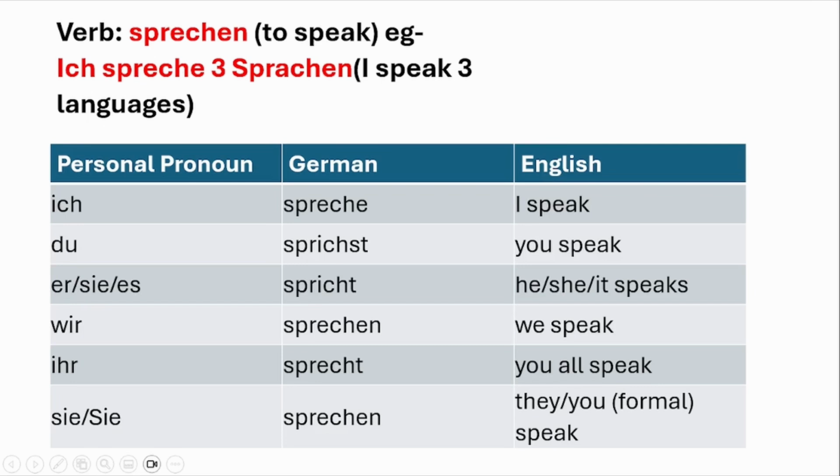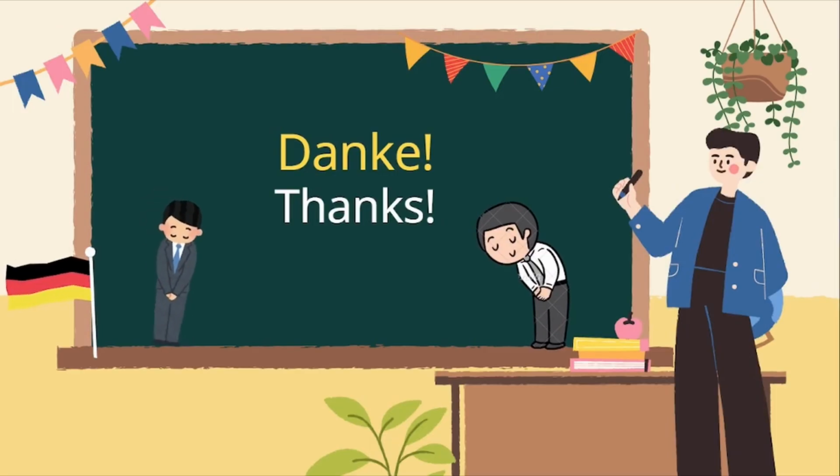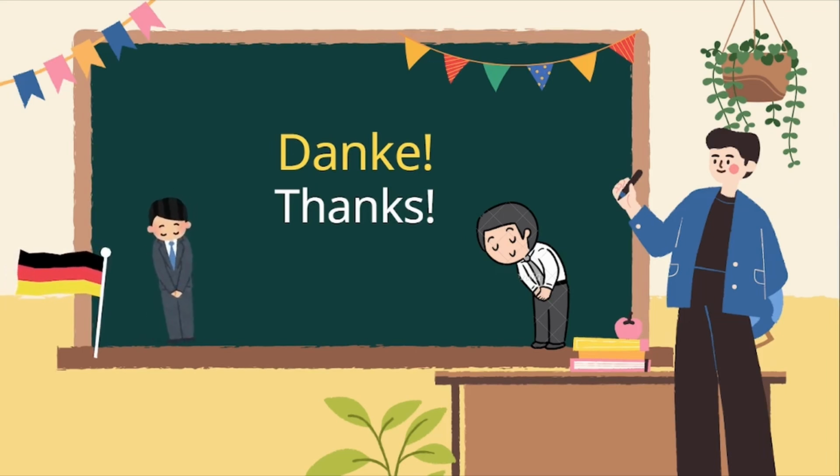So let's make it clear by giving an example. Ich spreche drei Sprachen. I speak three languages. Languages are called Sprachen. So guys, that's all for today. I think we are able to teach you some of the basic verbs for the A1 level of the German language, their verb conjugation, and we also taught you how to make small sentences in German.